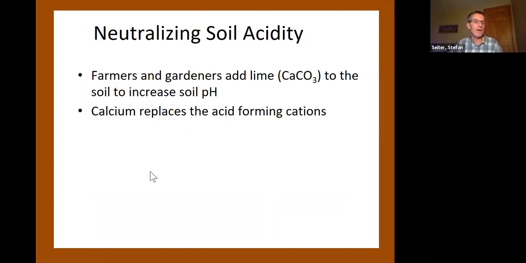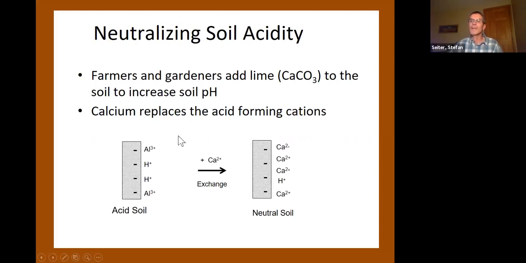So what do we do about it? Well, we try to bring the pH up into a more neutral range, right? And we do that by adding lime. Lime is calcium carbonate, and so we're basically adding those cations that we all lost with the rain and with irrigation, and that was replaced by hydrogen with the ammonium fertilizers. We bring that back into the soil, basically.